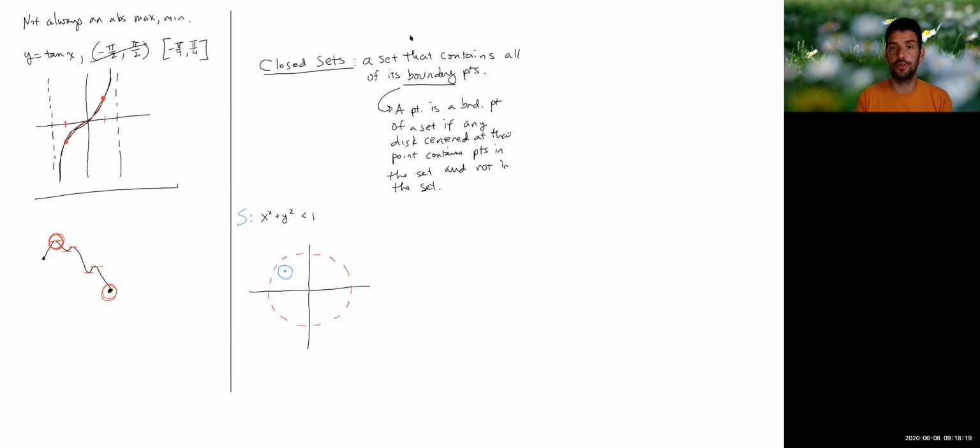So actually, let me use better notation here. We can do better than this. We should be using this more often. So let's let S be the set of points x, y such that x squared plus y squared is less than 1, okay?